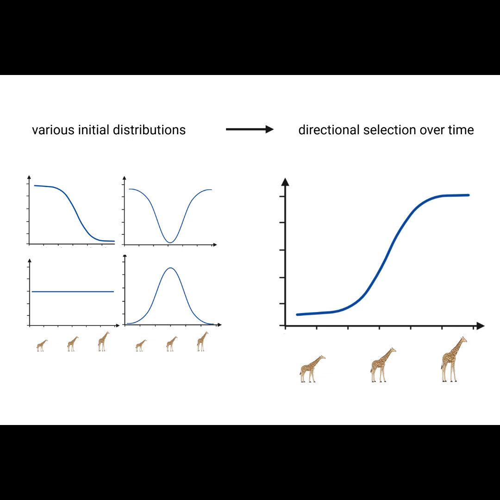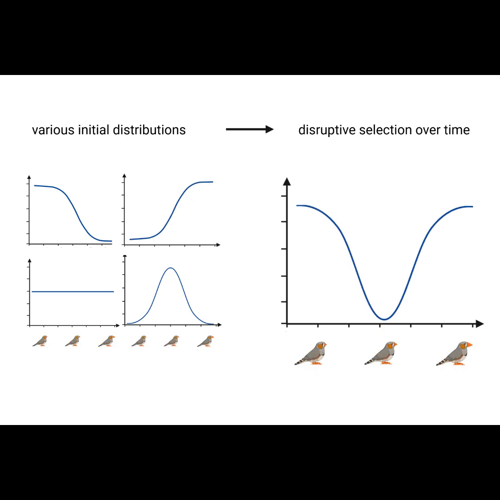There are two other types of selection, however: disruptive selection and stabilizing selection. Disruptive selection is one that selects for extreme traits in both directions. So in this example, it could select for short giraffes and tall giraffes, but not middle-sized giraffes.